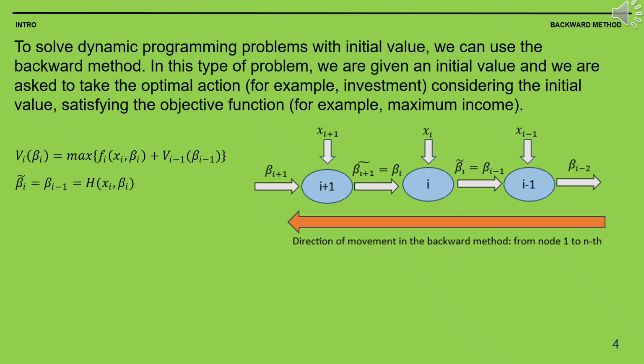The only point I want to highlight is the symbol V, which represents the return or profit obtained from investment at each stage. Just remember that in this method, the direction of movement in solving the problem is opposite to the direction shown in the diagram. Now, let's look at the details of this method in the next slide.